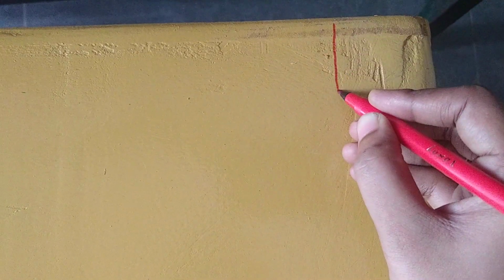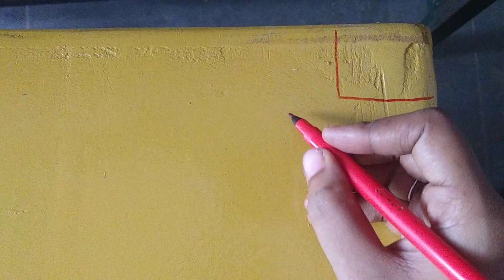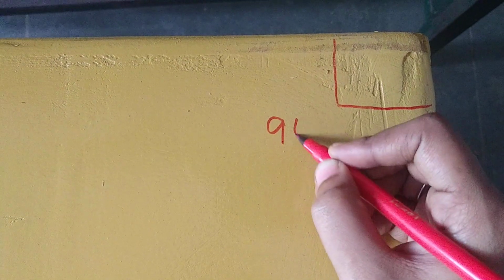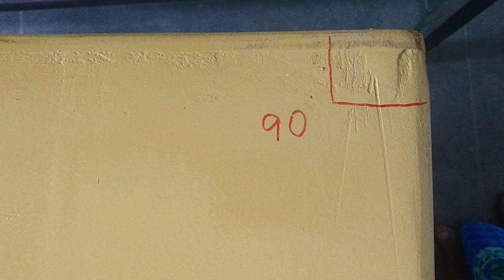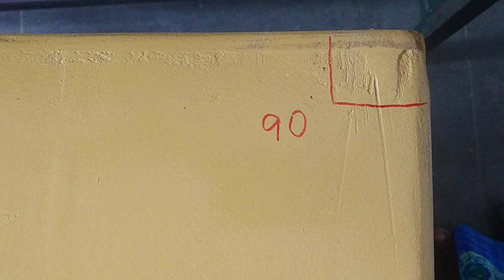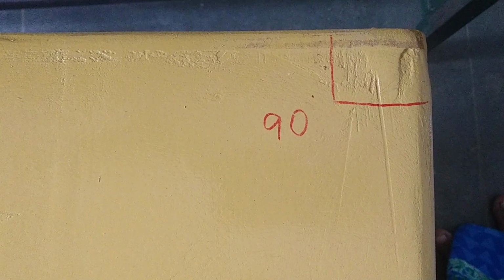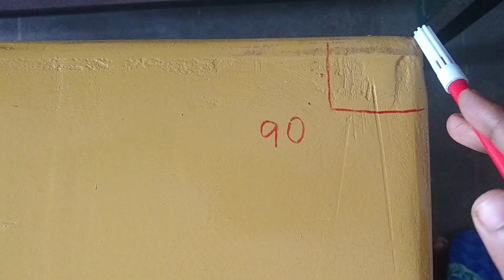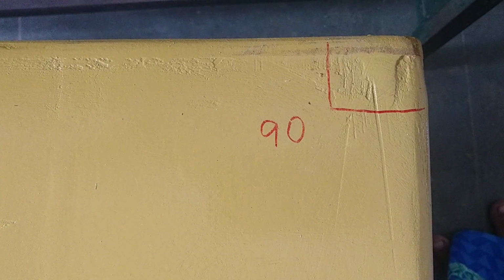The lines are said to be perpendicular to each other if the angle between them is 90 degrees. Here, look at this angle. It is 90 degrees. So it is called a perpendicular line. So here you can see one line is perpendicular to the other line.